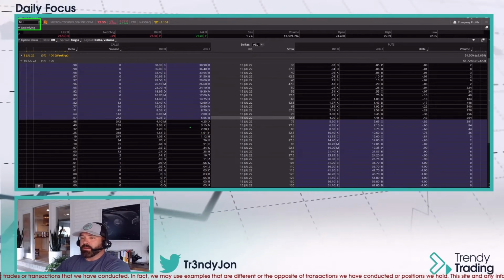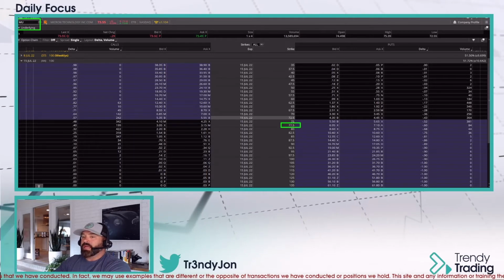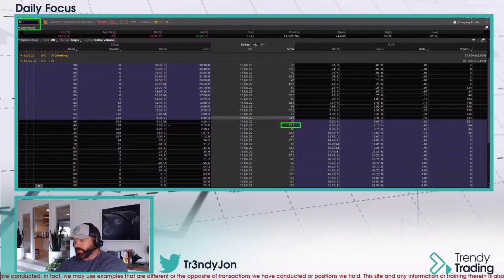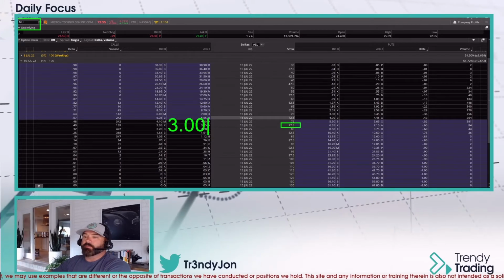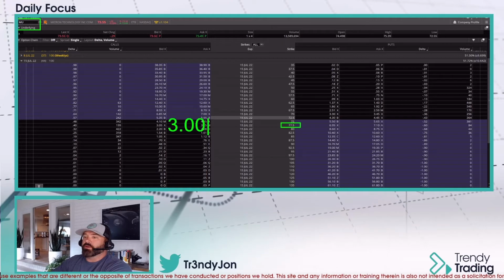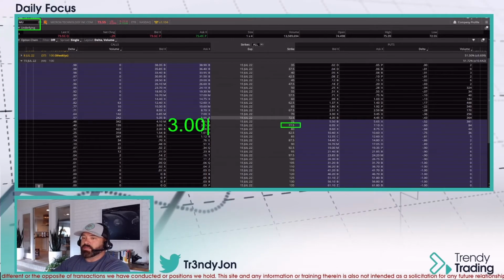Let's say that I am going to jump in the 77.5 calls, and I get lucky and I end up paying $3 for these calls. So that's $300. I'm going to buy two of them. Let's keep it under 1,000. I'm going to buy two, and my stop is going to be a simple $1.